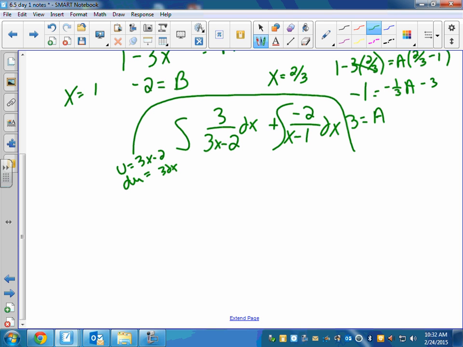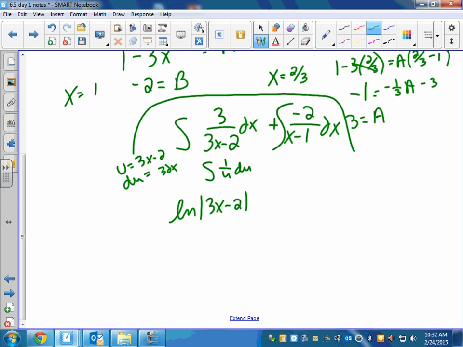I see that it fits perfectly, and I know that that's just going to be 1 over u. If it helps you to write that out, write 1 over u. If you know automatically it's just going to be ln of the bottom, I'm okay with that too, right? It's up to you at what work you need to make you feel comfortable with this. So I'm going to say I know that that's just ln of 3x minus 2.